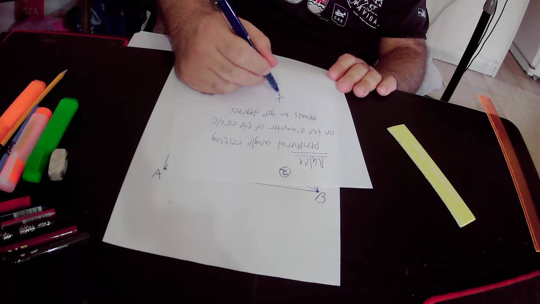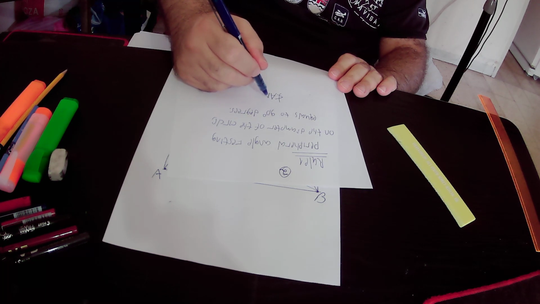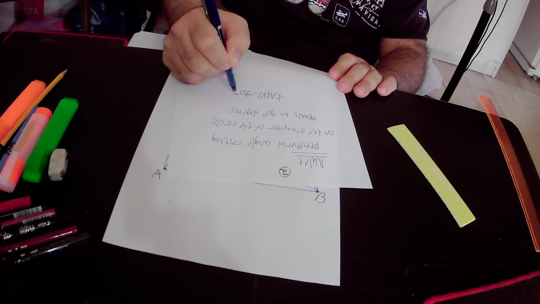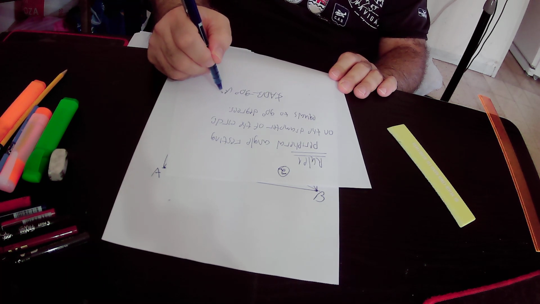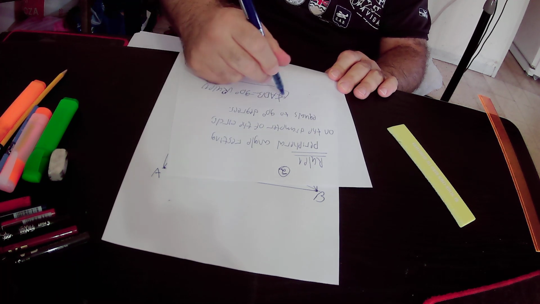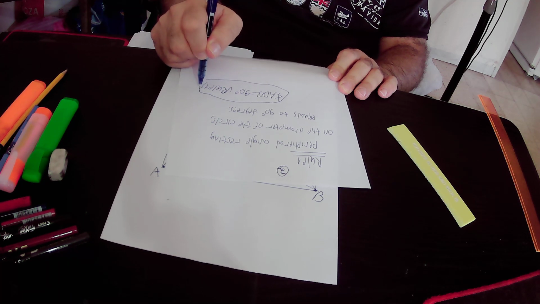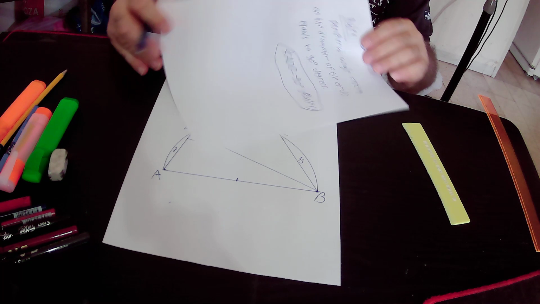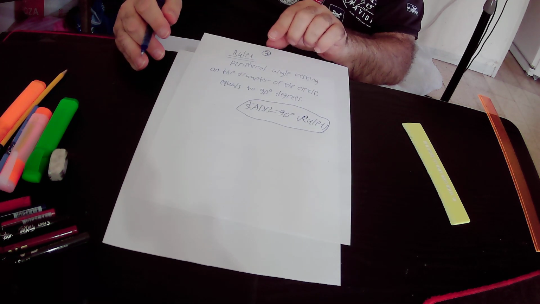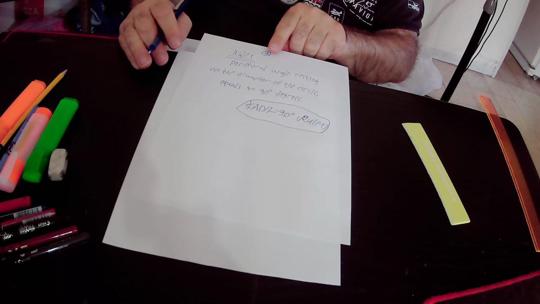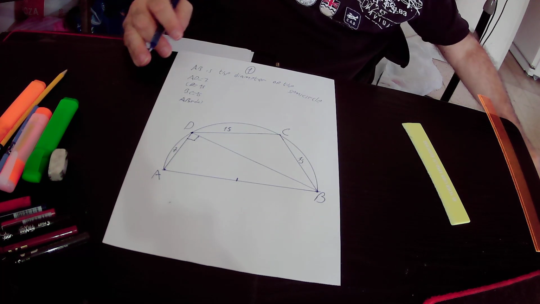So the peripheral angle ADB equals 90 degrees according to rule number 1. Okay, according to rule number 1, the peripheral angle ADB equals 90 degrees in its size.